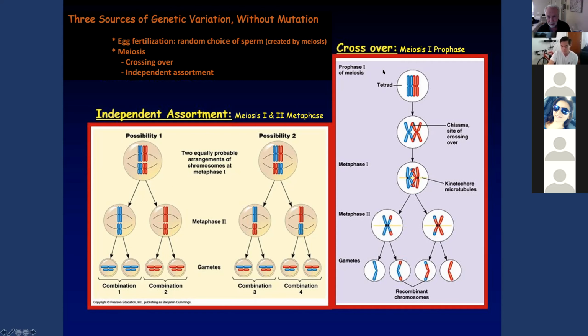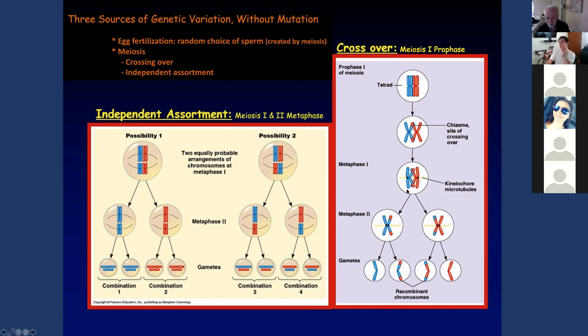So let's go to the right here and talk about crossing over first. This occurs only in meiosis 1 prophase. Does not occur in meiosis 2. So you start with a tetrad. Here are 2 homologous chromosomes, a blue one and a red one. And when they form a tetrad, they have points of attachment called chiasma. That's the site of crossing over. So where they touch, in this case at the tips, they exchange tips.